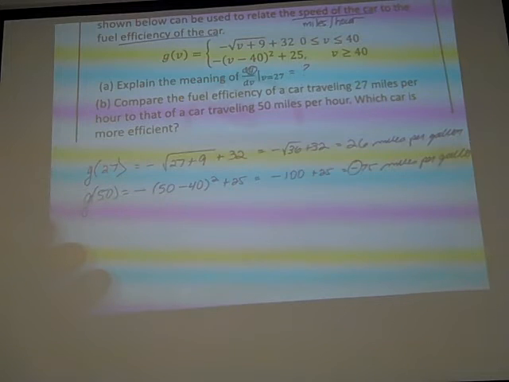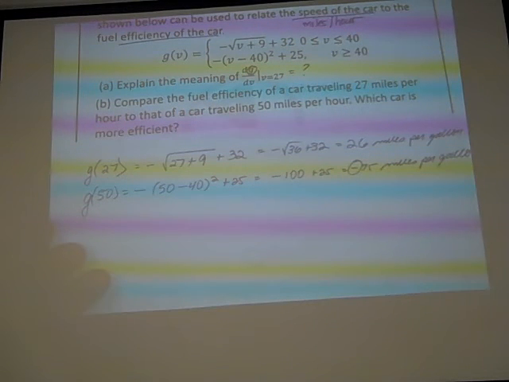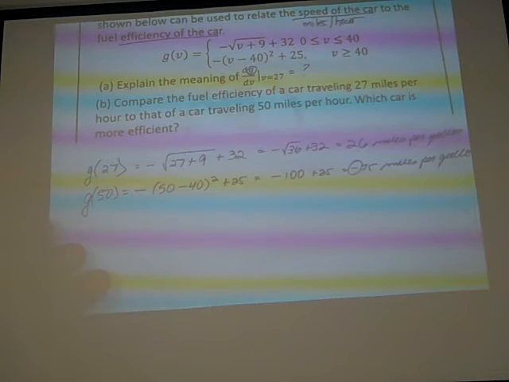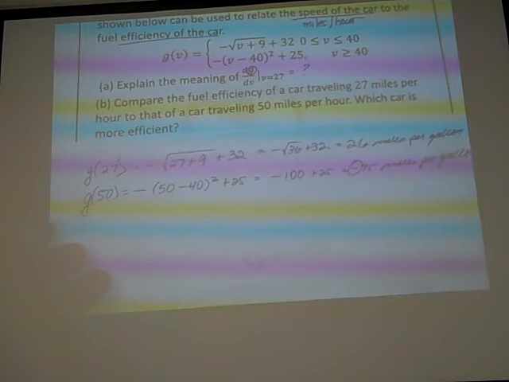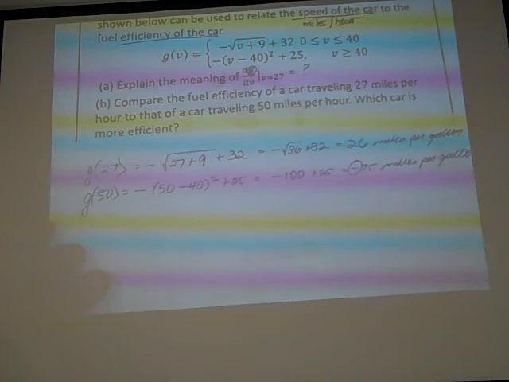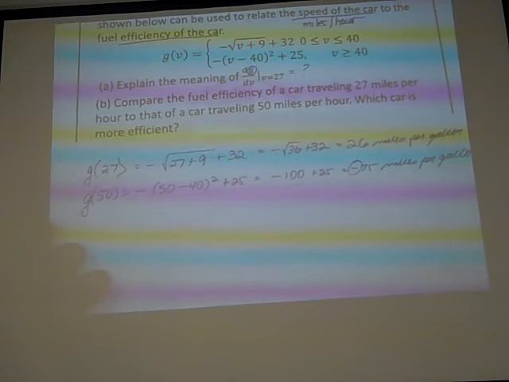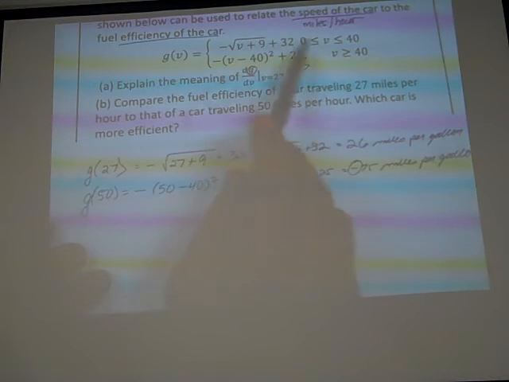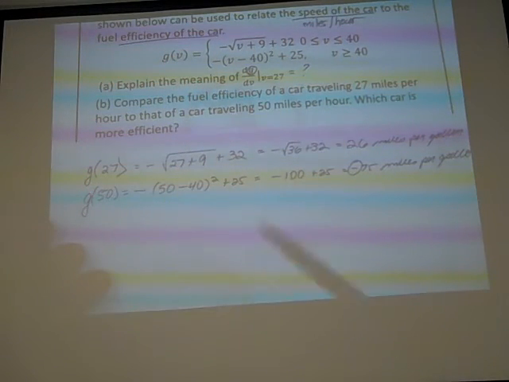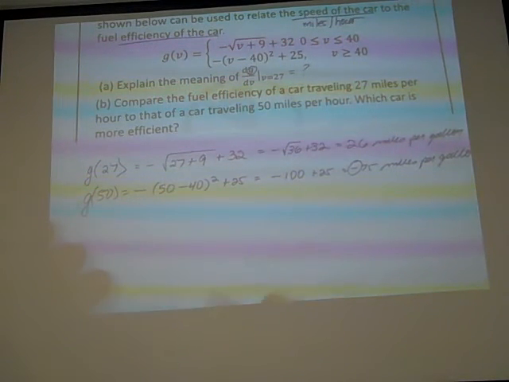That's unfortunate. I picked a bad problem here. So let's just pretend that a negative mile per gallon is okay. Clearly it's not. But for the sake of this problem, the problem is good. The function I selected was bad. Okay. So that's part B.